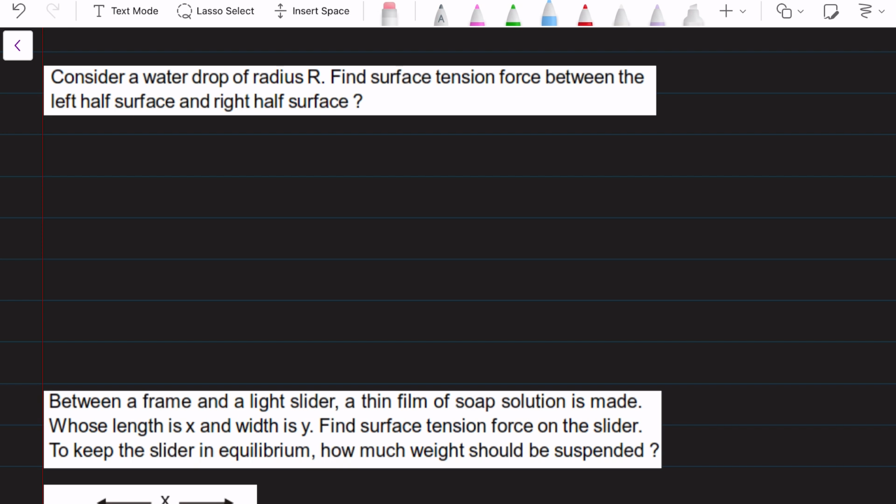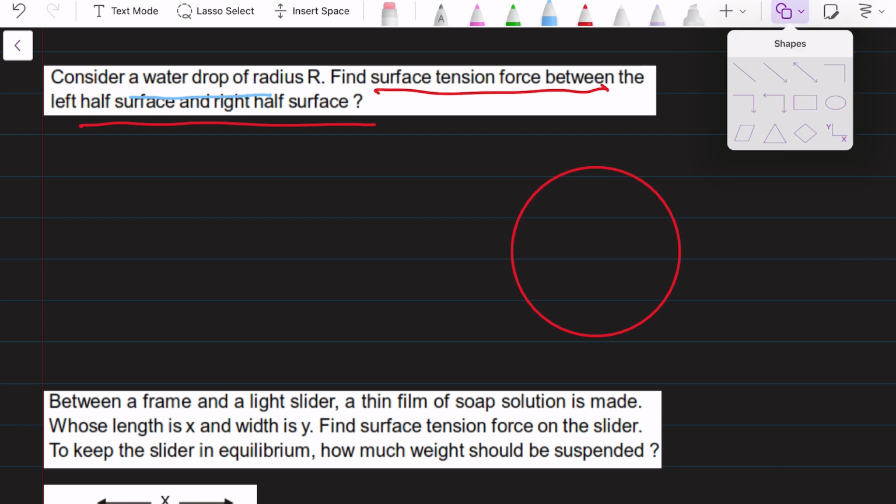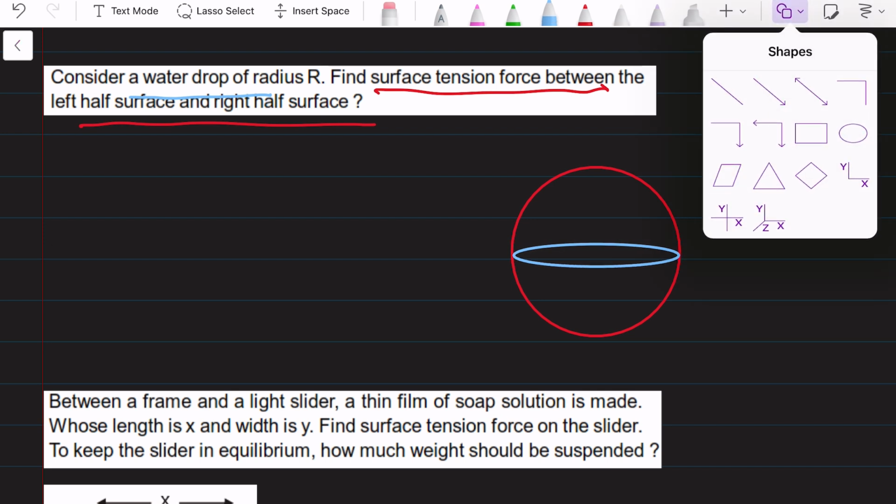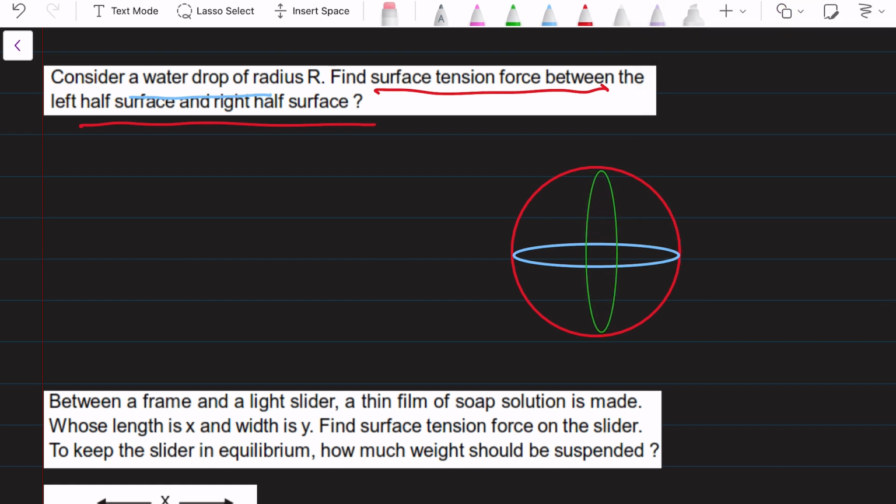Consider a water drop of radius r and we have to find the surface tension force between the left half surface and the right half surface. This is also a nice question conceptually. If I say you consider one water drop of radius r, it is like this, it is spherical drop, and they are saying find out the force between the left half and the right half. They are asking what is the force exerted by right half part on the left half part and vice versa.